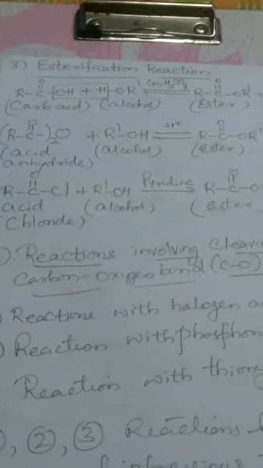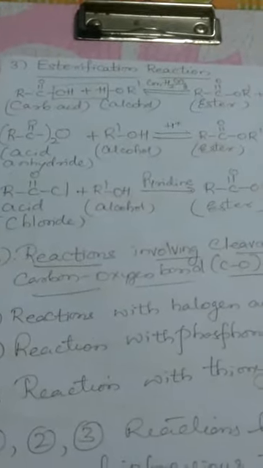Just look there, I have mentioned only the names of the reaction. The first set of reaction is reaction with halogen acids. Second set of reaction is reaction with phosphorus halides. And the third is reaction with thionyl chloride.